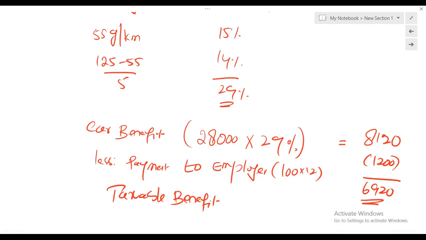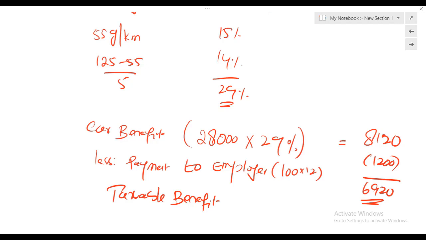Okay, let me tell you one more thing. Sometimes your examiner tells you that I have given a car for Mr. X for the private use. So he gives you CO2 emission as well. And then the examiner says that being an employer, APLC is also bearing the maintenance cost of the car. An employer is paying road license fee as well.